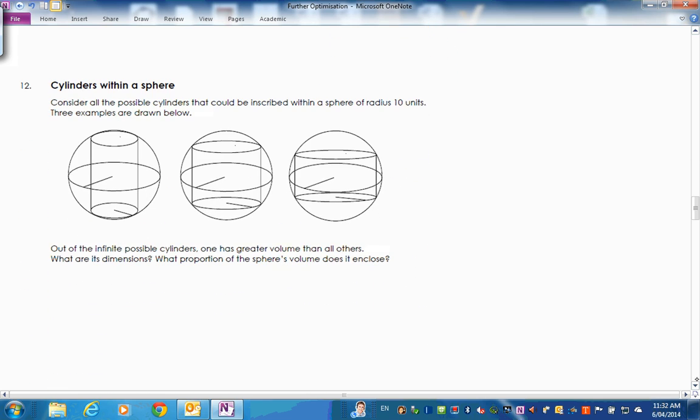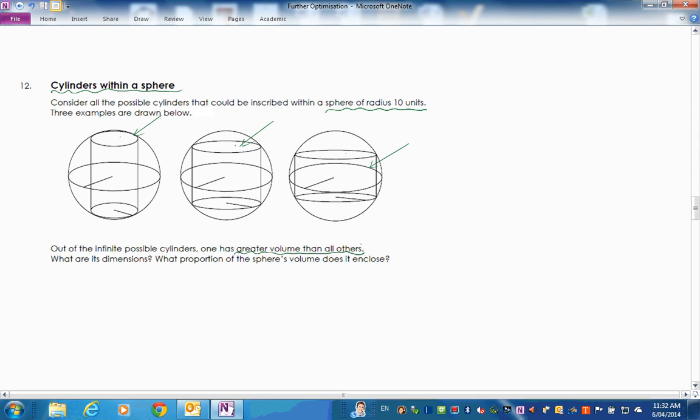Now, here's an interesting one. Cylinders within a sphere. I already showed you this back on the page. Now, with a sphere of radius 10 units, three examples. Can you see? They're quite different. You have a long, skinny one, a shorter, fatter one, or an even shorter, fatter one. One has greater volume than all the others. What are its dimensions? What proportion of the sphere's volume does it enclose?